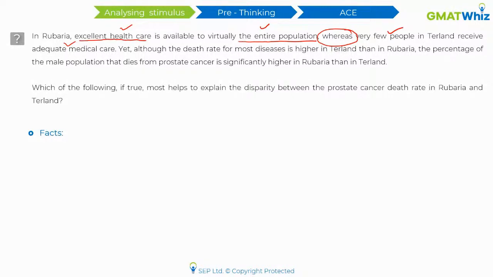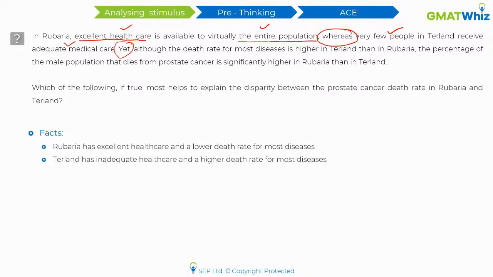All right. So let's see. Yet, so another contrasting word here. Although the death rate for most diseases is higher in Turland, now it stands to reason that if in Turland very few people receive proper medical care, then it makes sense to say that the death rate for the majority of the diseases is higher in Turland than in Rubaria. All right. So here Rubaria has excellent healthcare and a lower death rate for most diseases. I can infer this. Turland has inadequate healthcare and a higher death rate for most diseases. By inadequate, what I'm trying to say here is most people don't get adequate healthcare.